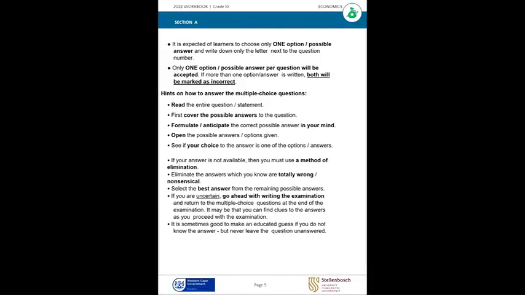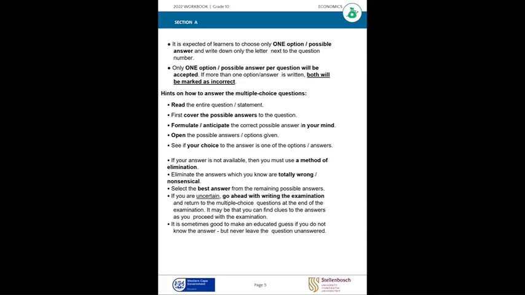So look at what are the possible answers before you make your choice. Formulate or anticipate the correct possible answer in your mind. Open the possible answers or options given. Right? What I mean is, cover the options, think what it is, and then you open it up to read them. See if your choice to the answer is one of the options or answers. If your answer is not available, then you must use a method of elimination, right?